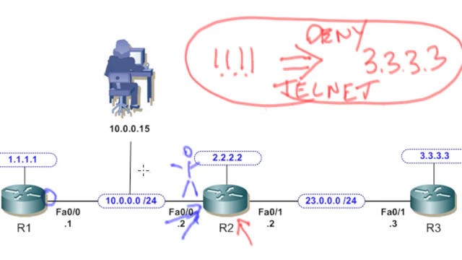The bodyguard sees that and says, looking at line number 1, that's not a match. Looking at line number 2, permit any, yeah, that's a match, and he lets it go because of the permit IP any.